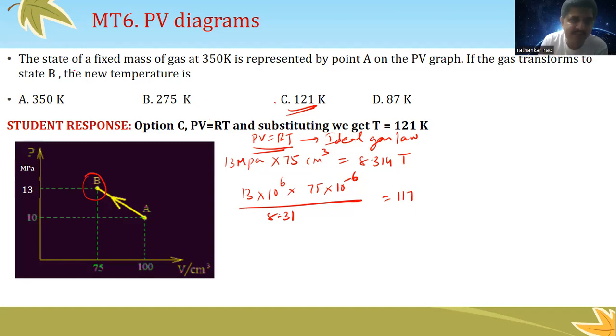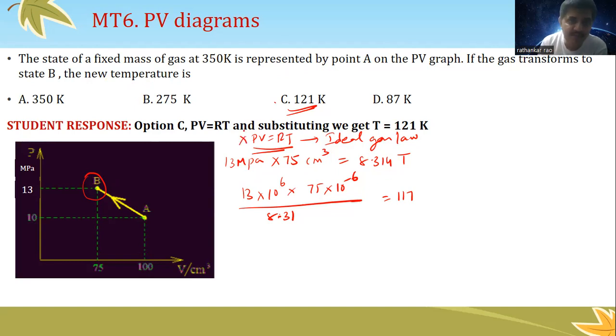But in the question, I have never said anything about the nature of the gas. See, state of a fixed mass of gas. I do not know what the mass of the gas is. I have never told you whether it is 1 mole, 1 kg, 1 milligram. Nothing has been told to you, right? It is represented by point A on the PV graph. If the gas transforms to state B, the pressure is reduced and the volume is increased. That's what has happened. And I have not told anything about the gas here, and as a result you should not use this equation.